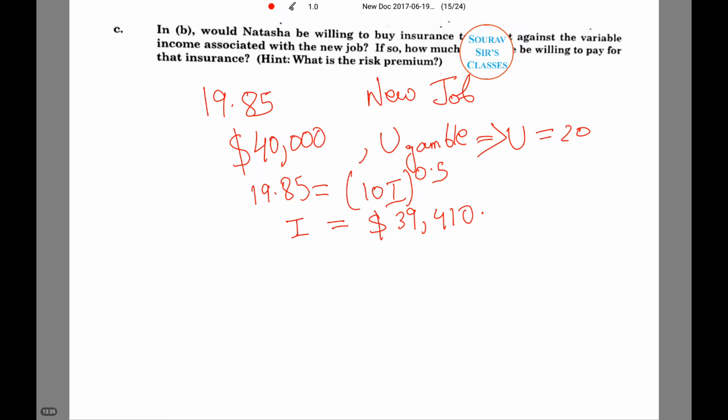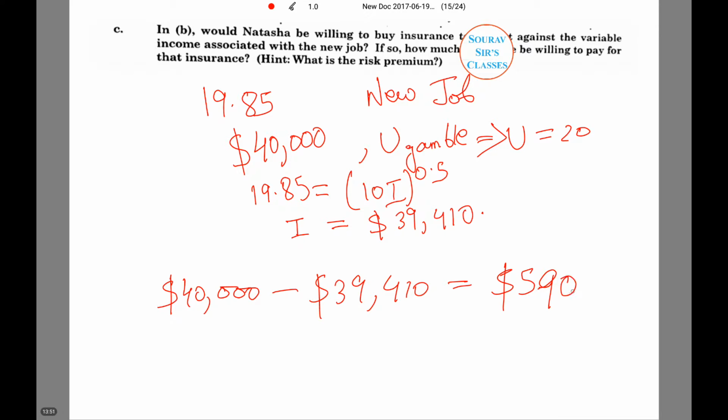Thus Natasha would be willing to pay for insurance equal to the risk premium, which is the difference between 40,000 minus 39,410, that is $590.